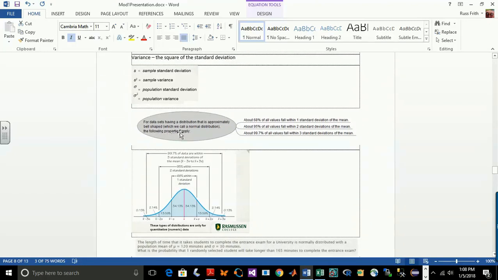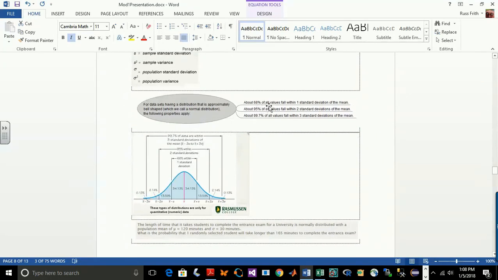For data sets having a distribution that is approximately bell-shaped, which we'll call a normal distribution, the following properties apply. About 68% of all values fall within one standard deviation of the mean. Think about what the mean is and what one standard deviation is. About 95% of all values fall within two standard deviations of the mean. Two standard deviations means that you compute the standard deviation of your data set and multiply it by 2. And 99.7% of all values fall within three standard deviations of the mean.